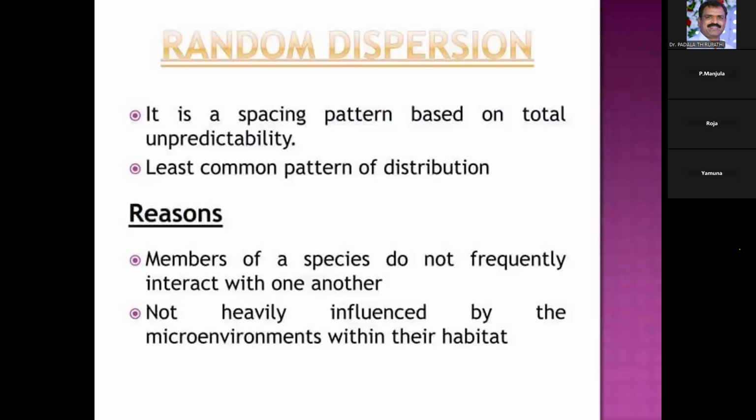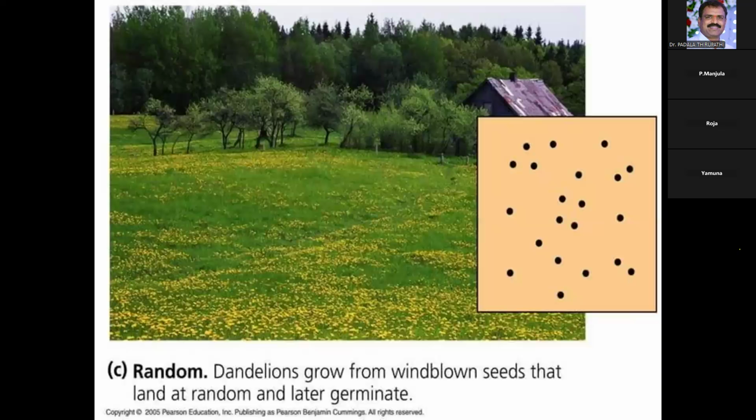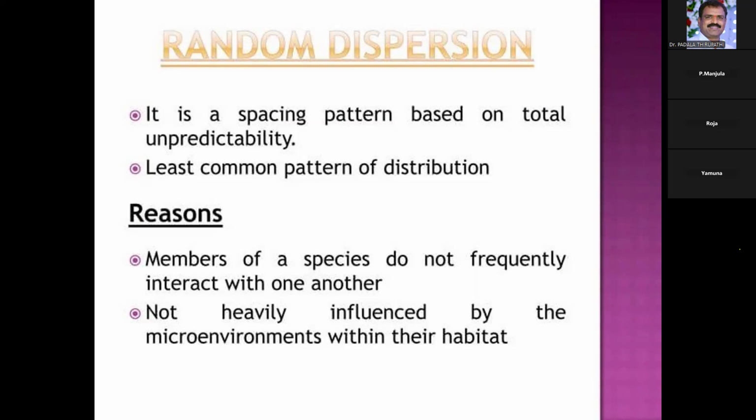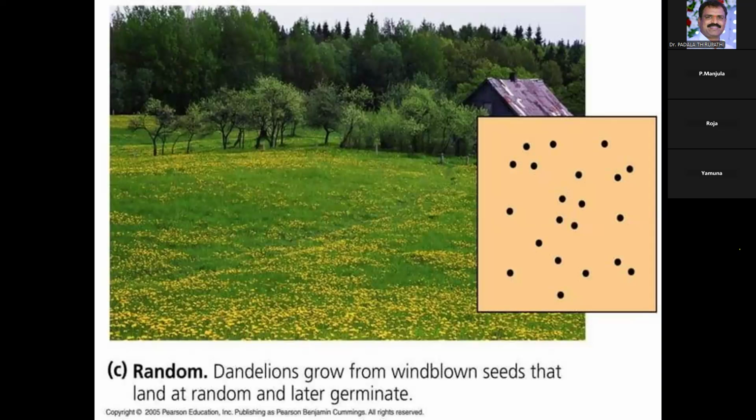Another one is the random dispersion. Here the spacing pattern is irregular and unpredictable. It is the least common pattern of distribution. The reasons for random dispersion are that members of the species do not frequently interact with one another, and are not heavily influenced by the microenvironments within their habitat.